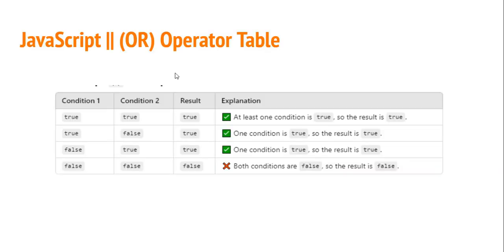Let's see the table for the or operator. JavaScript or operator table. If both condition 1 and condition 2 are true, then the output is true. If either condition 1 or condition 2 is true, then the final output is always true. If both conditions are false, then the final result is false.